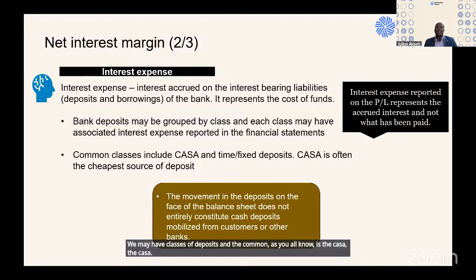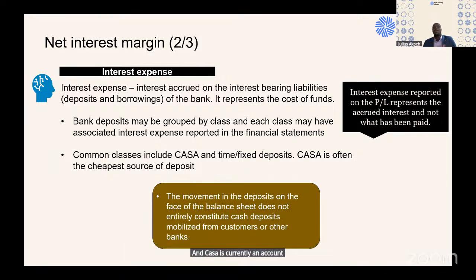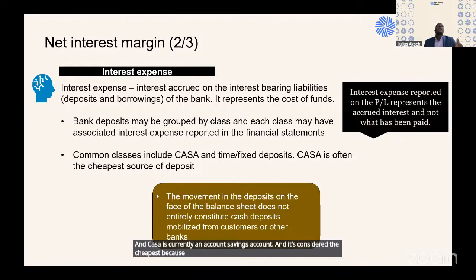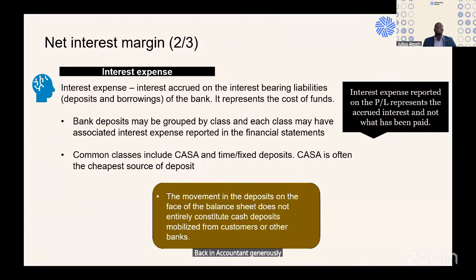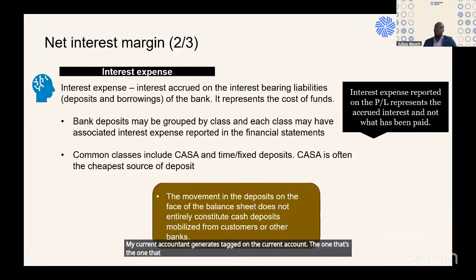And CASA is current account, savings account. It's considered the cheapest because people can withdraw money from the account anytime they want. There's no restriction on the CASA. So therefore, the savings account, even the interest it generates, is extremely minimal. But the current account tends to generate significant. Also, there is no interest charged on the current account. The one that attracts significant interest to depositors is the time deposit, right? Good.